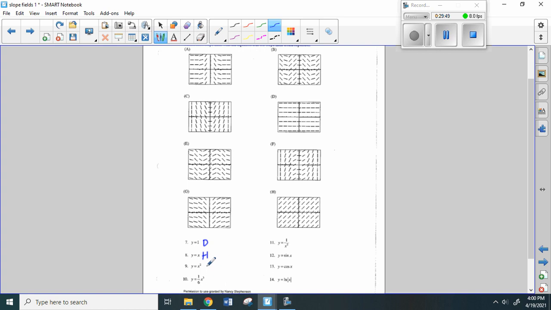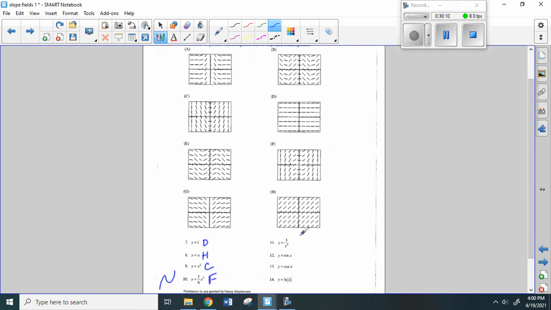Which one looks like I could fit the parabola y equals x squared? That one kind of looks like C to me. Then we've got 1/6 x cubed. So remember what a cubic function looks like. All right, so you need to look for something that would give you that shape. That looks like F to me.